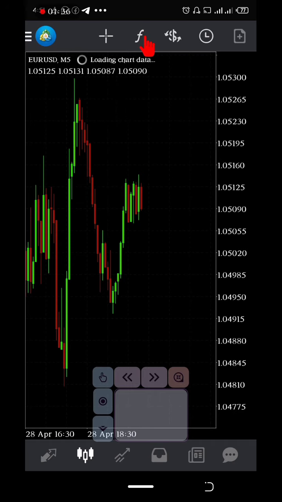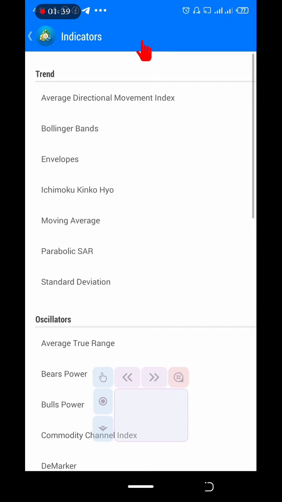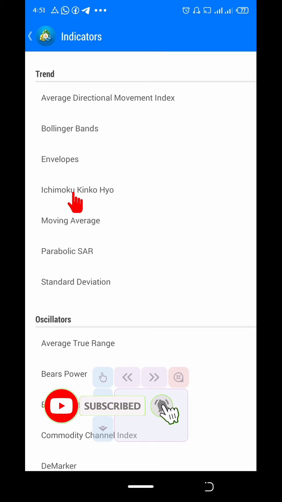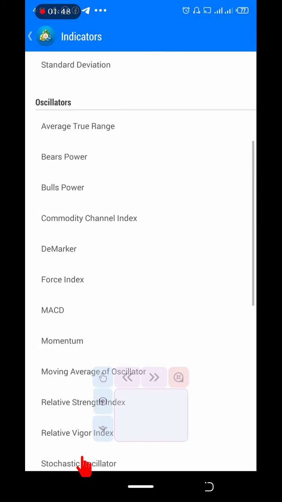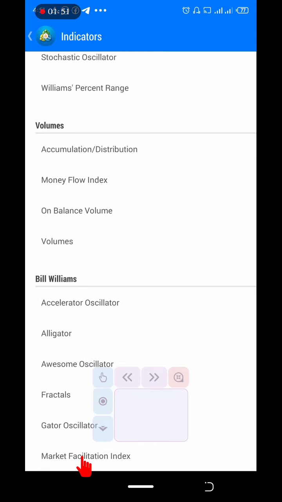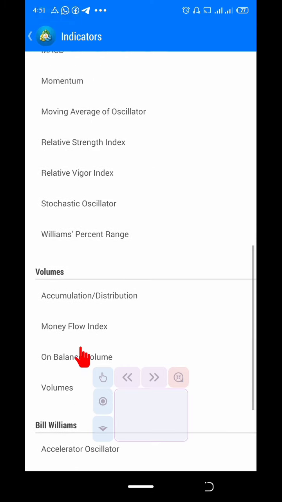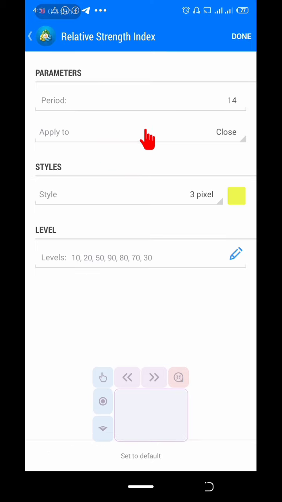First of all, you come to this F button and click on it. It takes you to your indicators. I'm going to be trading with the RSI. You move down. What is RSI? RSI is the relative strength index. This is what I'm going to be trading on only for today and in this video. So click on it. Now these are my settings, on the 14 period.